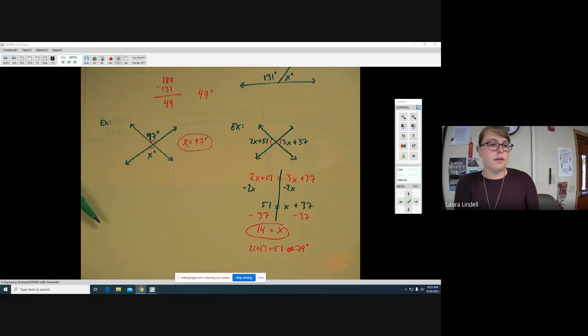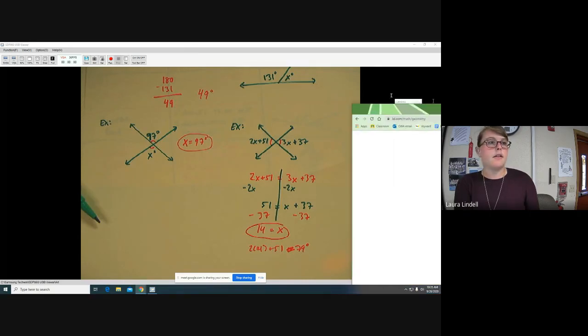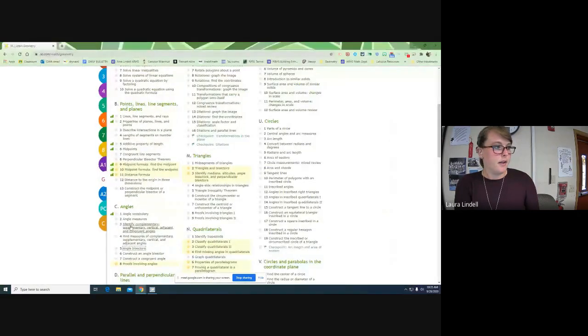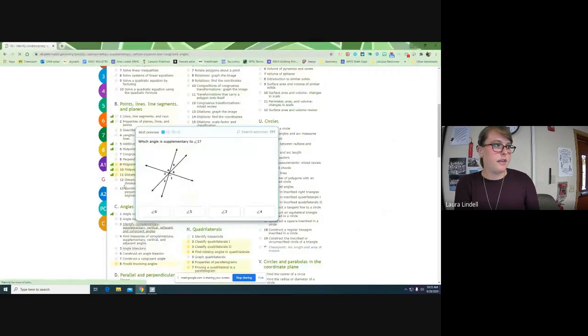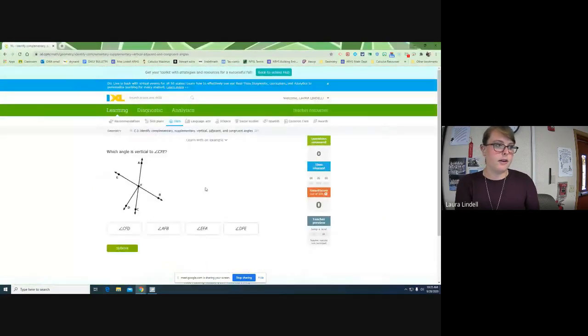The next thing we're going to do is take a look at a couple of examples of some types of problems that you'll see in IXL, in C3 today, which will be part of our homework. So I don't think we're going to quite get to bisectors today, so we'll get to bisectors tomorrow. But some problems that you'll see like this in IXL. They tend to be multiple choice, and you're just picking the one that matches with that angle.